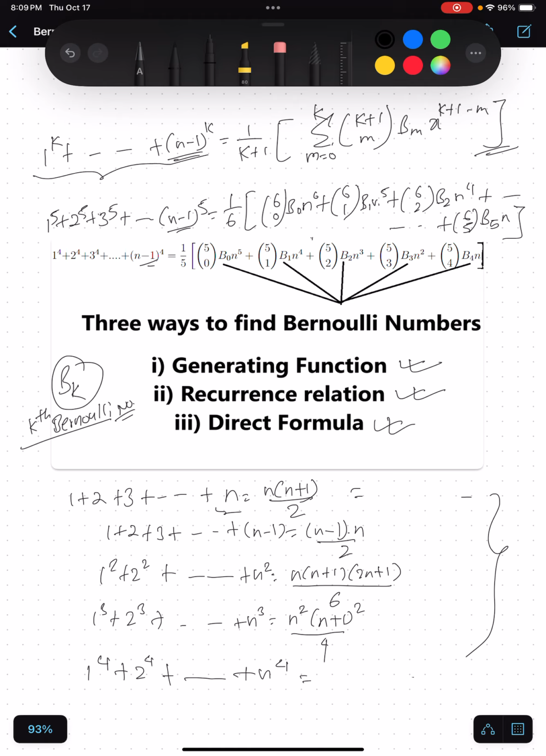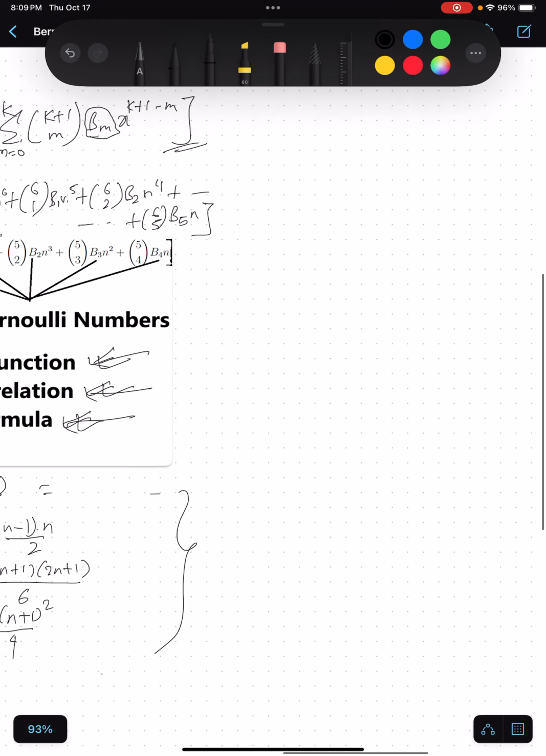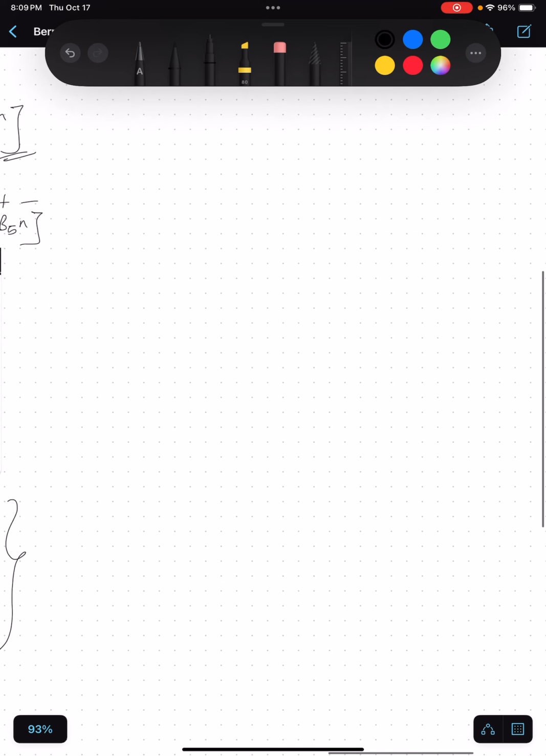But how do we find these Bernoulli numbers, right? Because only if we have those can we solve it. So in this video, we will discuss three ways in which we can find the Bernoulli numbers. And I'm just discussing the ways and not the reasons behind them, so maybe you might not find it completely satisfying. But I'll try to do a good job. Let's just go ahead. So first of all, generating functions.